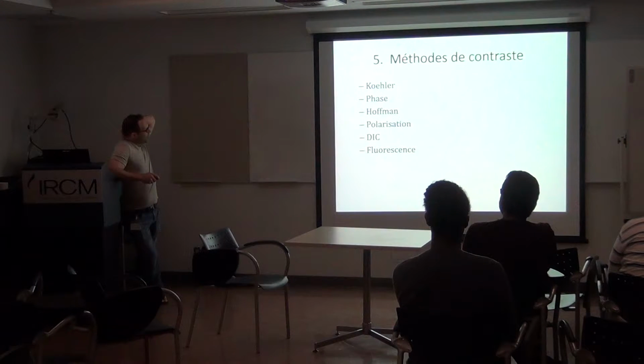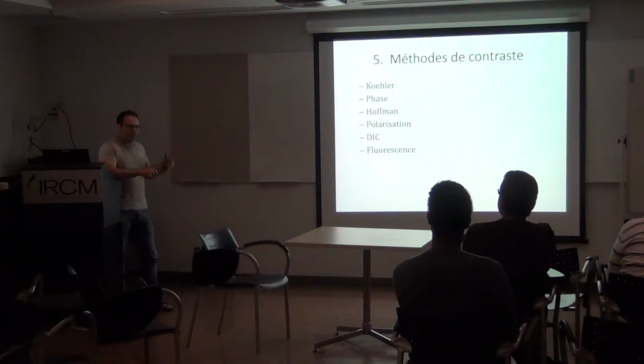Okay, now we are going to talk about the contrast methods. There's the basic illumination, which is called the Kohler illumination. I think it's German, not sure. Phase contrast, so you always hear, oh, I'm going to look myself in phase contrast. And sometimes they do not even use phase contrast, but they still say that they use phase contrast. But I'm going to show you what you need to produce a phase contrast image.